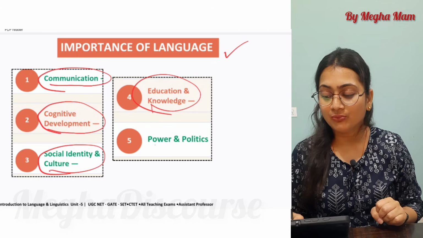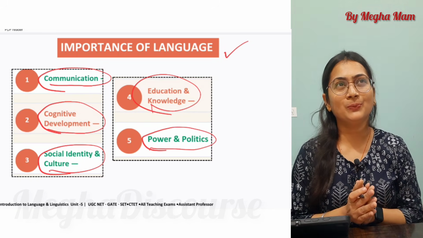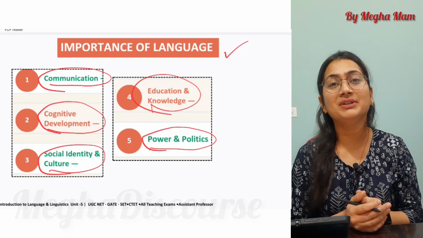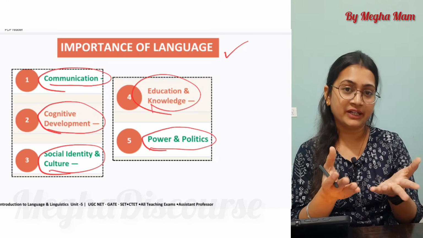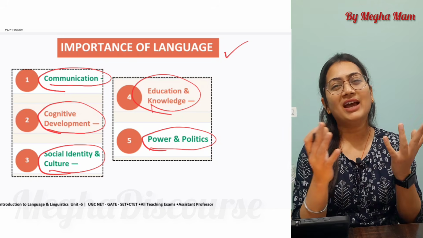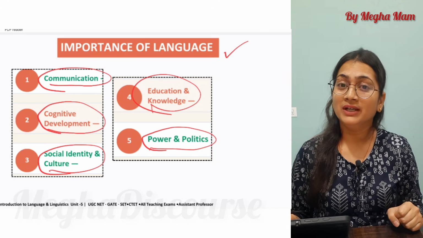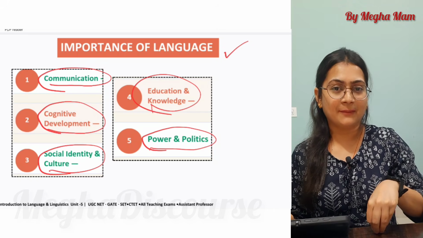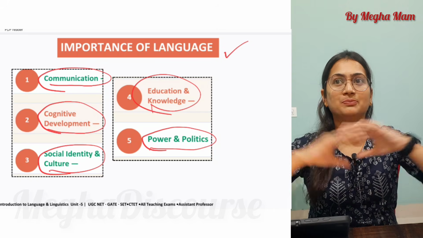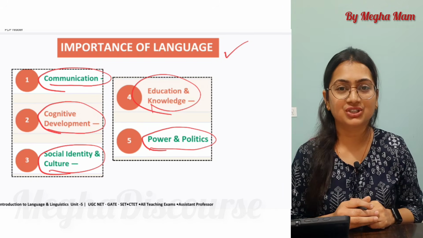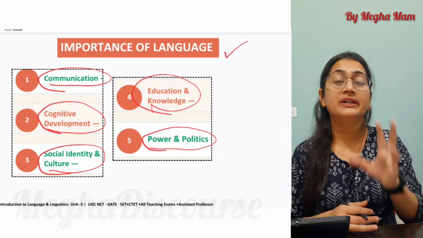Now, power and politics. Media is power. Media is not just journalism. Media is reels, YouTube, Instagram, Facebook, and so many. These all are power. How? Because in today's time, a single news can spread all around and give a big message. So this is what we call power and politics.